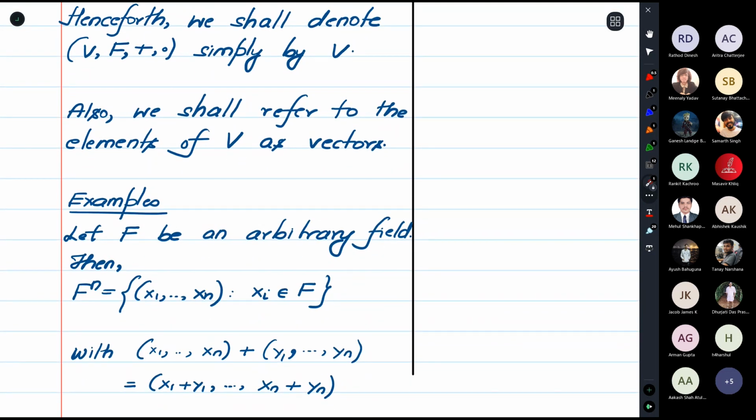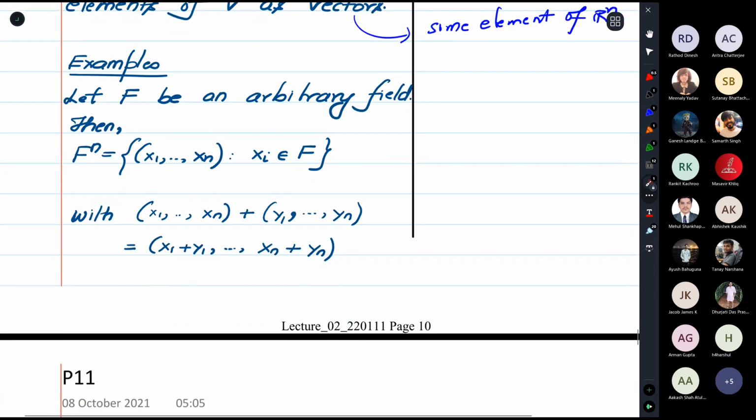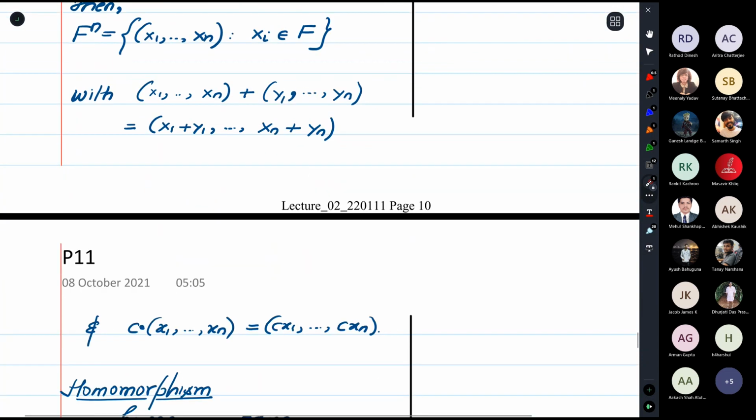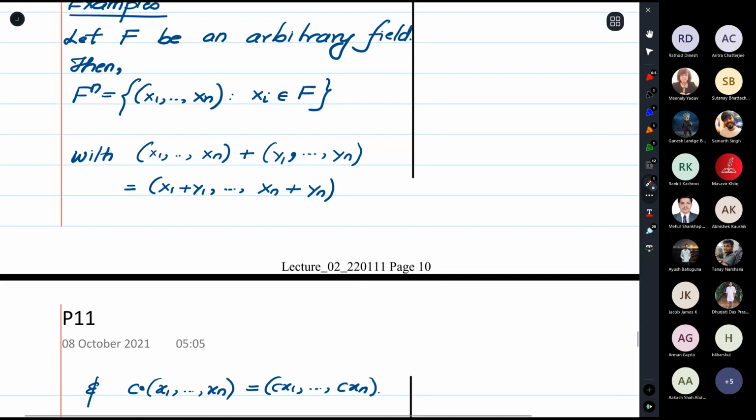Okay, one more thing: henceforth, whenever we have a vector space, we will refer to the elements of this vector space as vectors. Whenever I say vectors, you don't have to interpret it as some element of Rn. You can just think of this as some element of V itself. Okay, so there are a bunch of examples. I encourage you to look at them on your own, and if you have any questions, you can ask me next time as well.